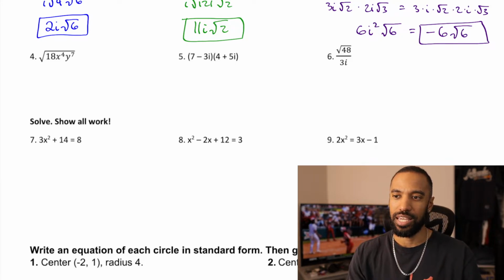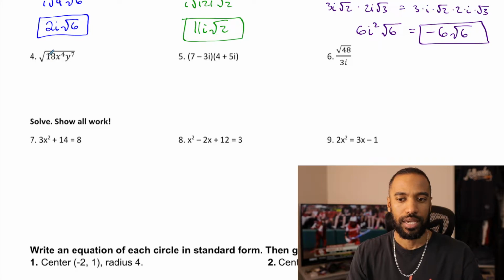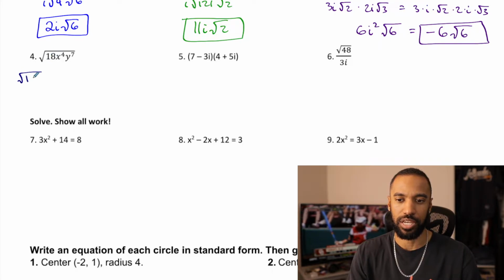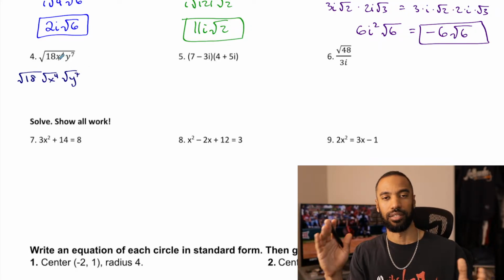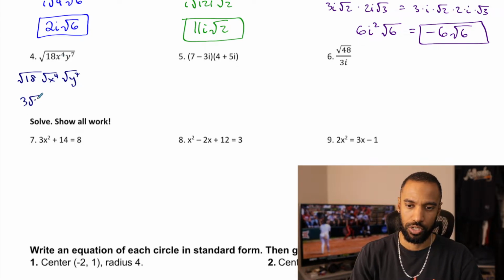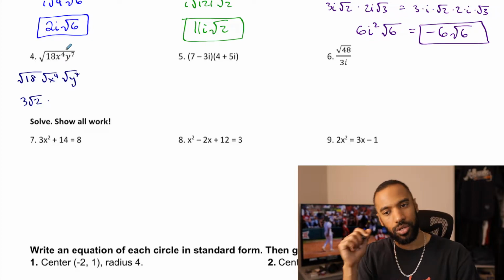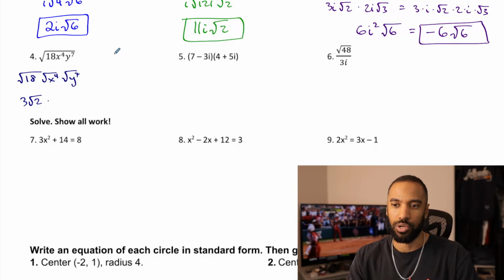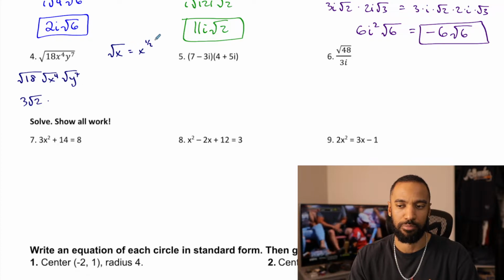Okay, number 4. The square root of 18 times x to the 4th times y to the 7th. You can kind of treat these as little separate bits here if need be, like root 18, root x to the 4th, root y to the 7th, like so. Root 18, root 9, root 2, 3 root 2. So there's 3 root 2. When you simplify root x to the 4th here, you have to keep in mind that there's a property. If you take a square root of something, then that's also raising to the 1/2 power.